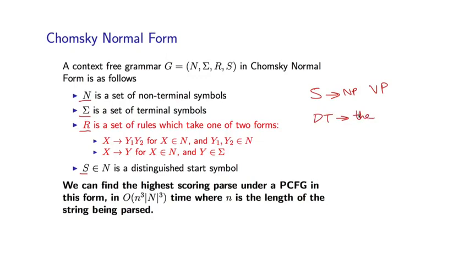And we saw that given a PCFG in Chomsky normal form, we can use dynamic programming to find the highest probability parse in order n cubed time, where n is the length of the sentence, and cubic time in the number of non-terminals in the grammar.